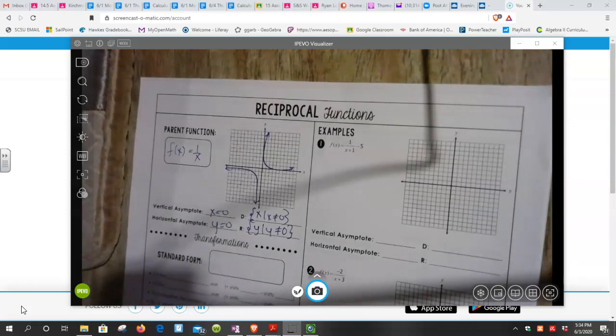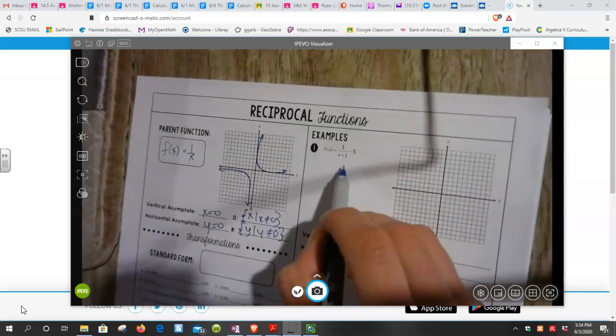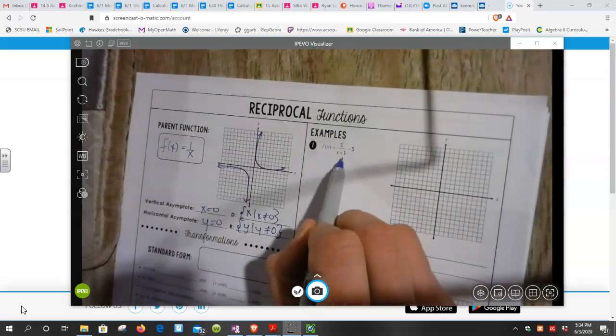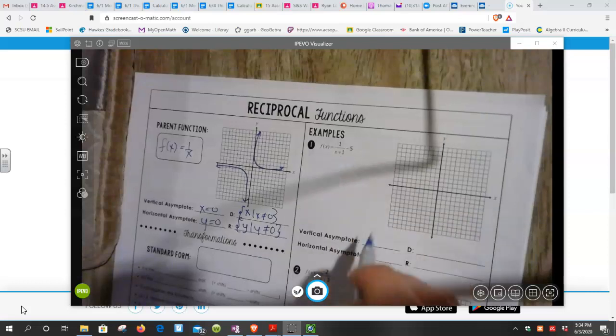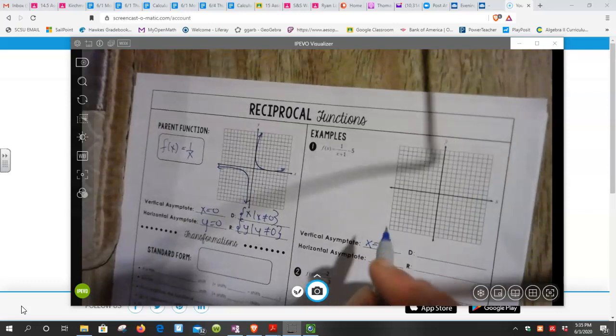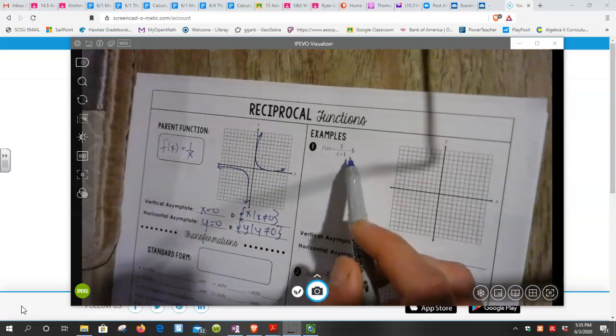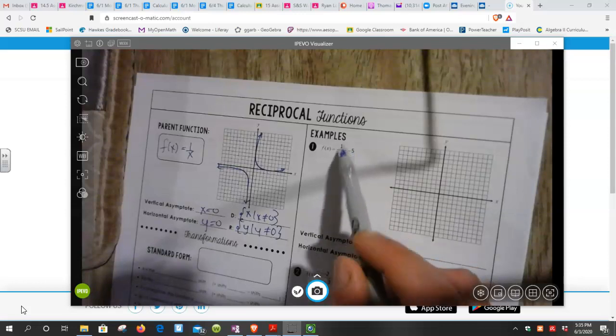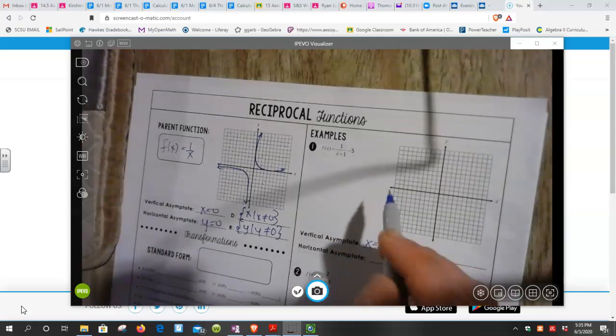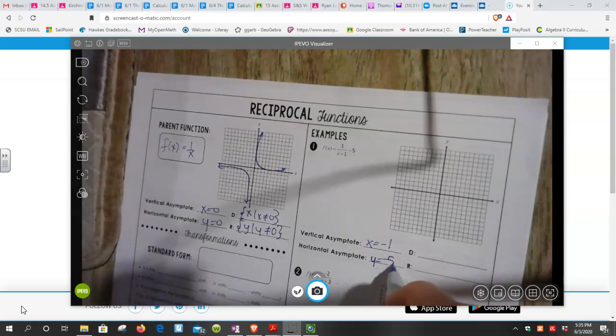So we'll take a look here. For instance, if we're going to transform that, we're moving it left 1 and moving it down 5. So that's what this told us. The vertical asymptote here is going to be whatever makes the denominator equal to 0, so it's x equals -1. For the horizontal asymptote, this is going to go to 0, so you're going to get 0 minus 5. So it's going to be y equals -5.